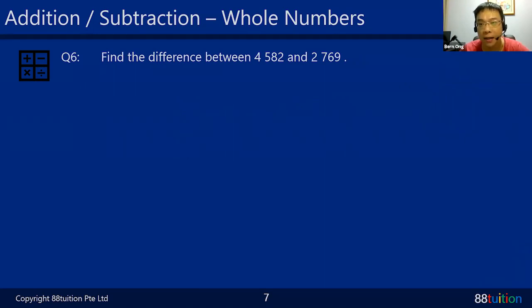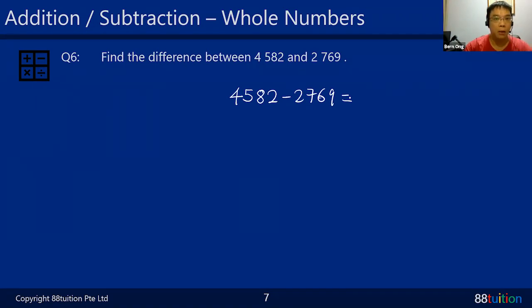Again, differences again. It's always the minus that's the troublemaker, you know. That's why we have to practice a few of the minusing. Plus, everybody knows how to plus. But minus, right? Differences means big minus small. All right, so if you can, please minus them carefully. Do not make the mistake.